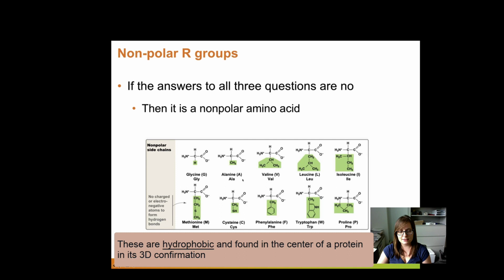So because these don't have a charge and they're not polar, they're hydrophobic. Okay, so they don't like to be around water. So often these non-polar side chains are found, once a protein folds, in the center of the protein's three-dimensional conformation.